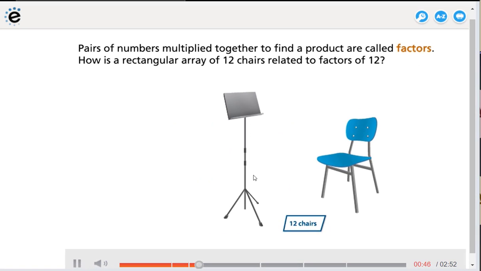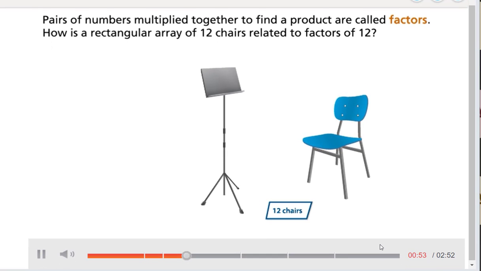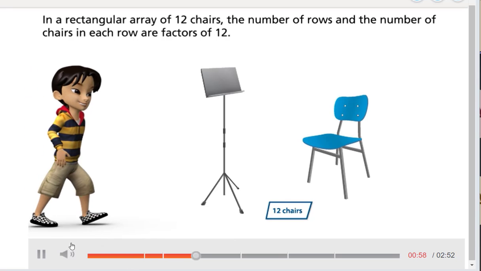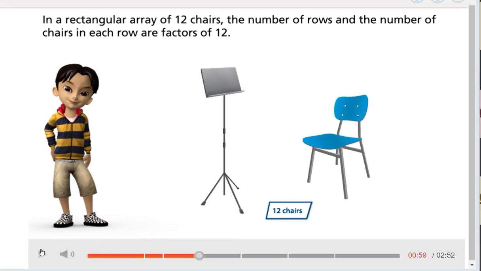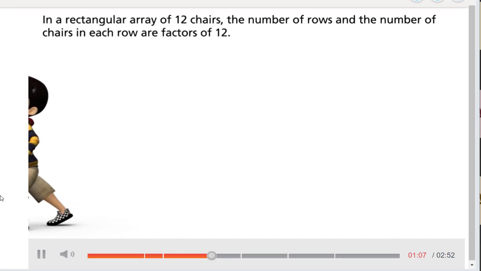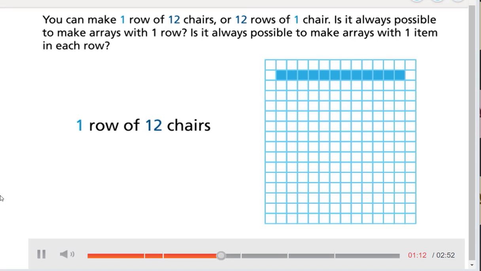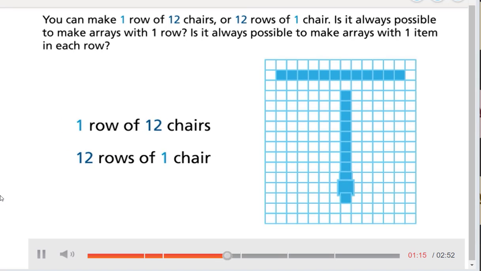Pairs of numbers multiplied together to find a product are called factors. How is a rectangular array of 12 chairs related to factors of 12? In a rectangular array of 12 chairs, the number of rows and the number of chairs in each row are factors of 12. You can make one row of 12 chairs, or 12 rows of one chair.